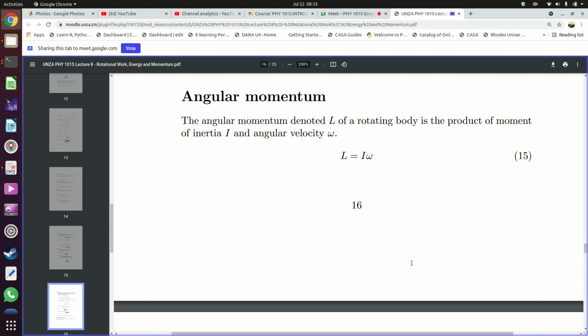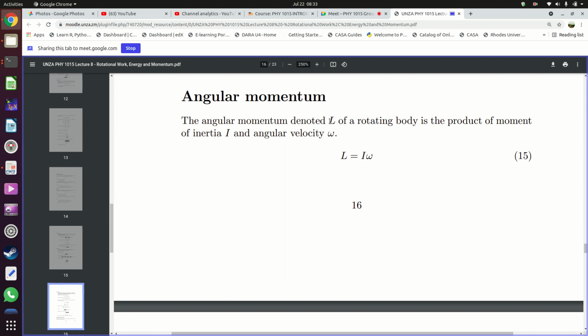The same thing can be done when we talk about an object which is spinning on its own axis or moving in a circle. We can find out how much rotational motion is happening. So, angular momentum measures the amount of rotational motion which a rotating body is undergoing. Same as linear momentum, angular momentum does the same thing. It measures the amount of rotational motion which an object is undergoing.